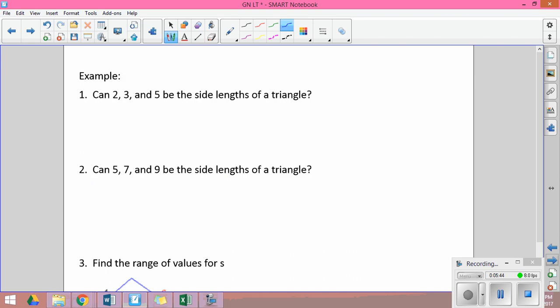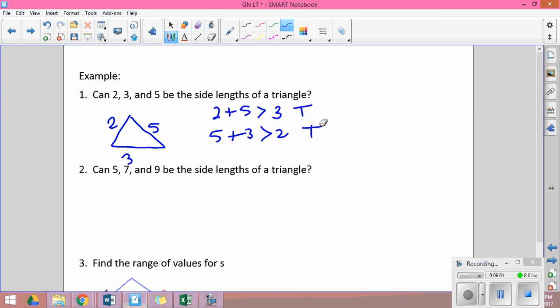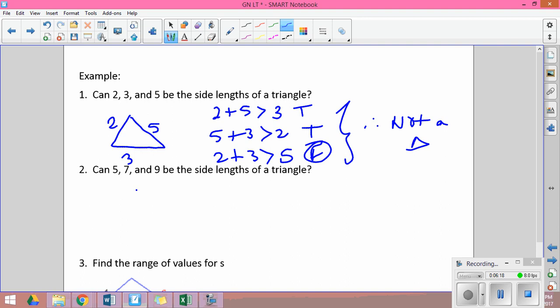So can 2, 3, and 5 be the lengths of a triangle? I like to draw pictures because it just visually helps me. And I start through. Is 2 plus 5 greater than 3? True. Is 5 plus 3 greater than 2? True. Is 2 plus 3 greater than 5? That is false. It's not greater, it's equal. Therefore, not a triangle. No matter how you work it, 2, 3, and 5 will not form a triangle.